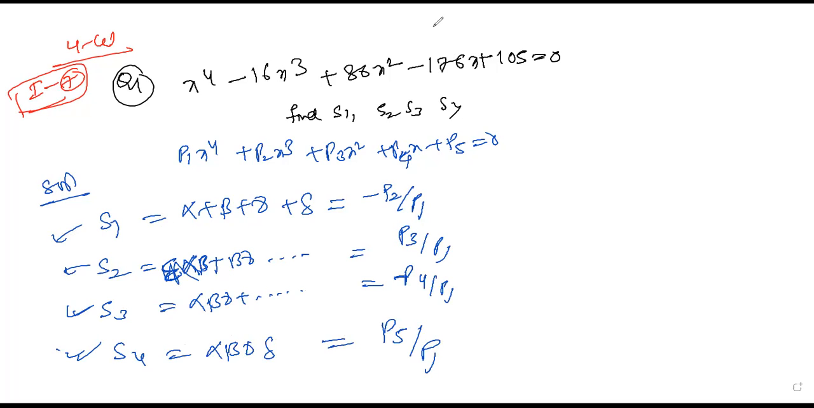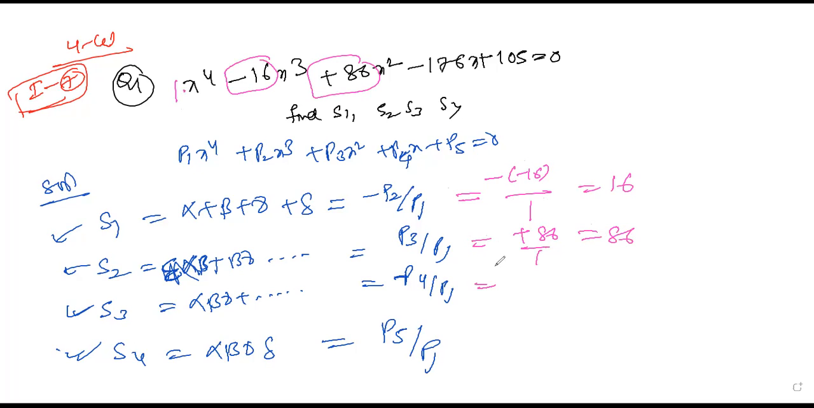With this, you approach the answers. What is P2? It is minus 16. Minus of minus 16 by P1, which is 1. The answer is 16. Next, P3 is 86, so plus 86 by 1, the answer is 86. Next, minus P4, minus of minus 176 by 1, the answer is 176. Next, P5 by 1, the answer is 105.